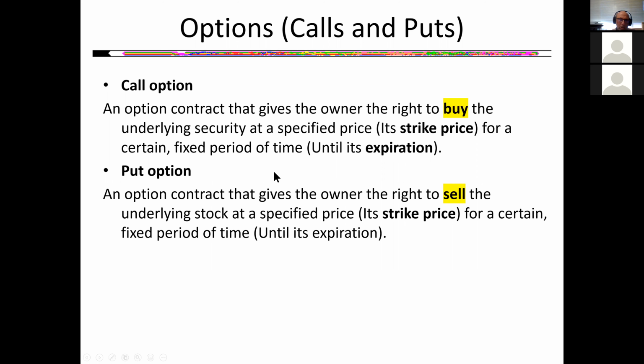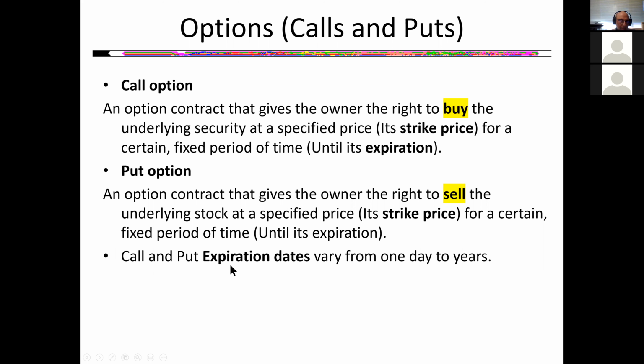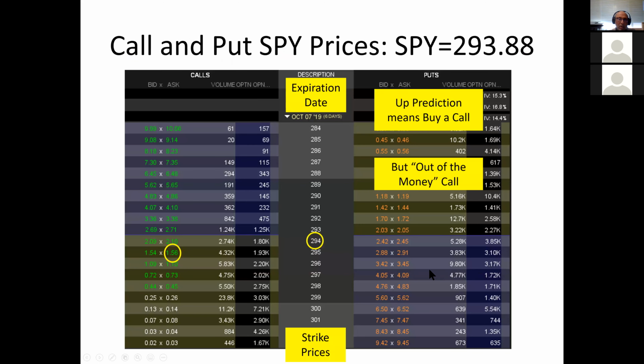And now a put option is the same thing, again, just in the opposite direction. So here it gives the owner the right to sell the stock at a certain fixed price until its expiration. And some people might want to do that for long periods of time just to fix the price. We're going to be doing it within a day. And you can have expiration dates which vary from 1 day to years. So, back here.